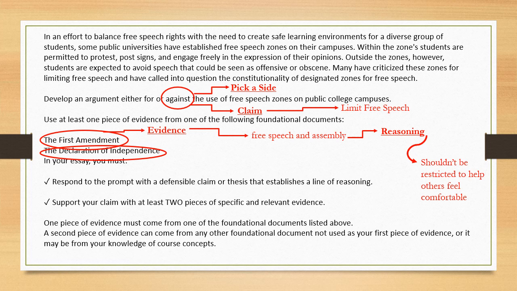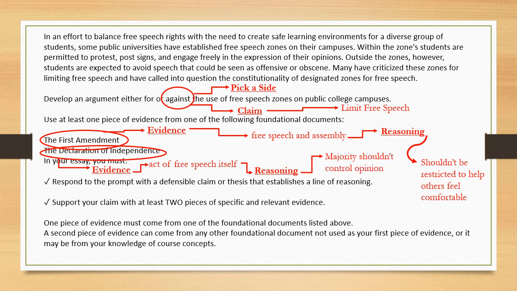In this example, we will use both documents listed. So we'll use the Declaration of Independence as our second piece of evidence. We'll explain what the Declaration of Independence is, and then we will talk about how the Declaration of Independence itself is an act of free speech, right? And our reasoning behind it is going to be majority shouldn't control opinion. Okay, so that's our outline. Now we got to articulate our main points in the format of an argumentative essay.